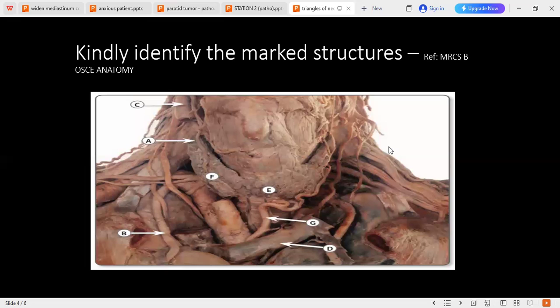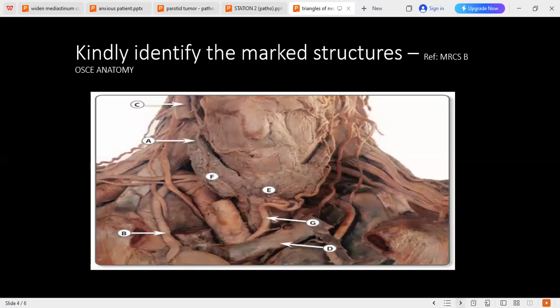Incomplete descent of the thyroid gland results in what complications? Lingual or pyramidal thyroid, that is one. Incomplete closure of the pathway of descent results in thyroglossal cyst. At what vertebral level is the thyroid cartilage formed? Thyroid cartilage is at C4, C5.